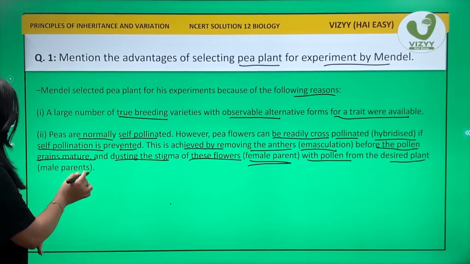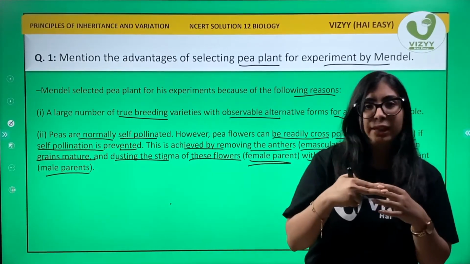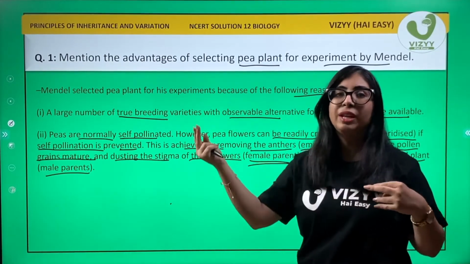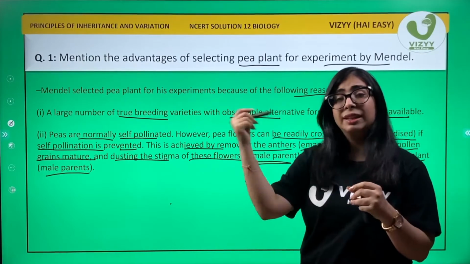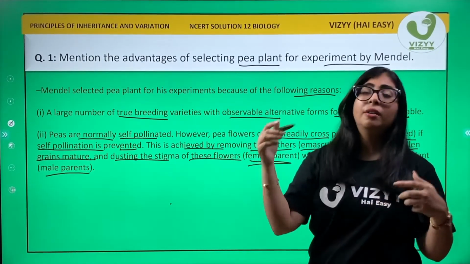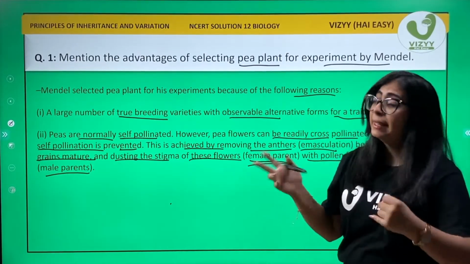that is the male plant. So what they used to do, they used to emasculate the pea flowers. Now when you emasculate it, you just remove the anther which contains the pollen. Then with a brush, take the pollen and sprinkle it over the female pea flowers. So that is what is cross-pollination.